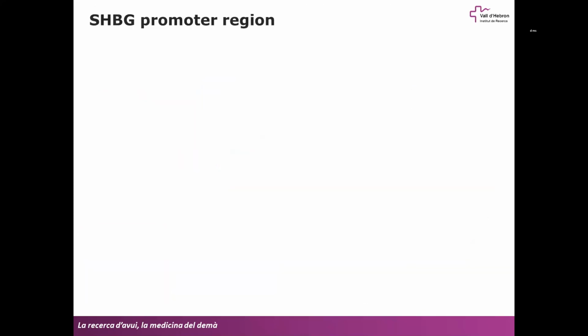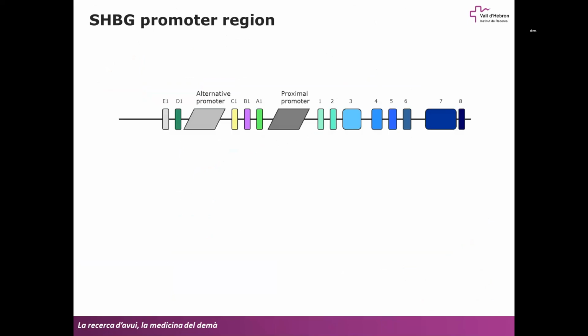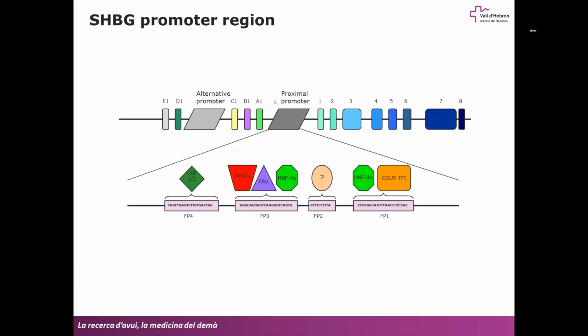So for the rest of the talk, I just want to point out that it's going to be important to understand the results, that this promoter sequence that drives the expression of the gene in the liver has different footprint regions where different transcription factors can bind. I'm not gonna talk too much about it, but you have to remember that PPAR gamma represses the expression of the SHBG gene, and HNF4 increases or activates the expression of the SHBG gene.